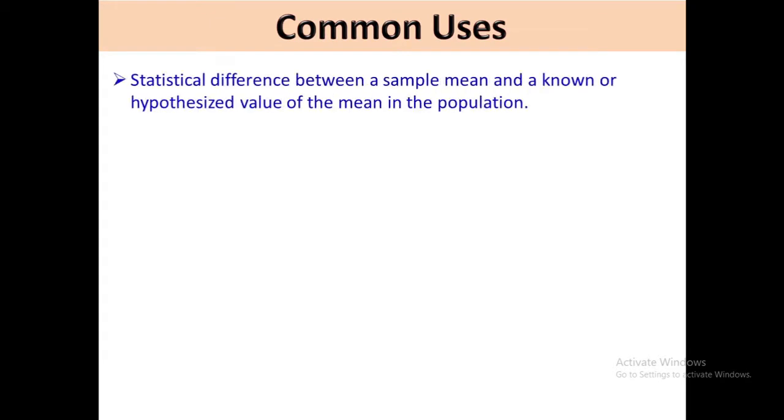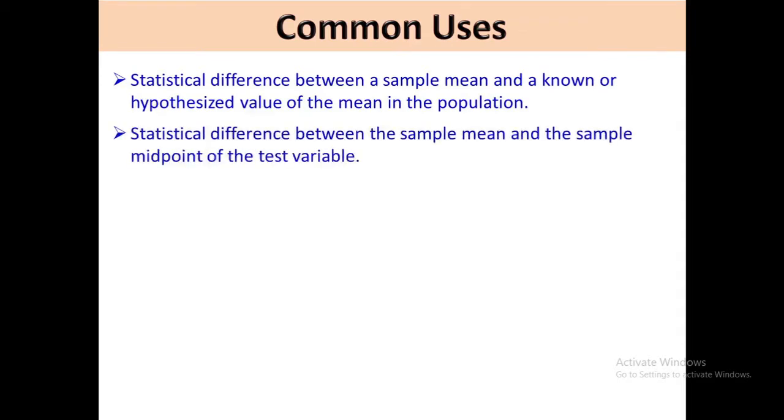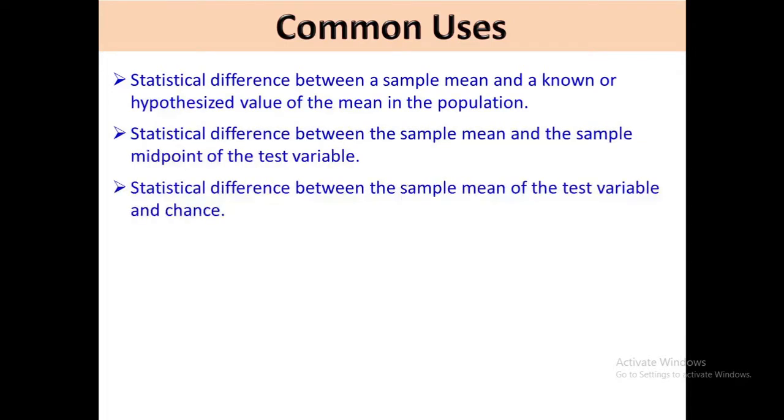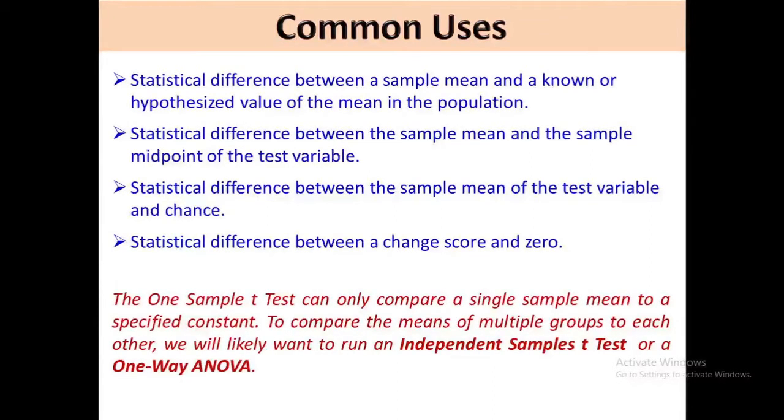Common use of one sample t-test. The one sample t-test is commonly used to test the following: statistical difference between a sample mean and a known or hypothesized value of the mean in the population, or it can be used for statistical difference between the sample mean and the sample midpoint of the test variable, or it can also be used for the statistical difference between the sample mean of the test variable and chance, and it can also be used for statistical difference between a change score and 0.